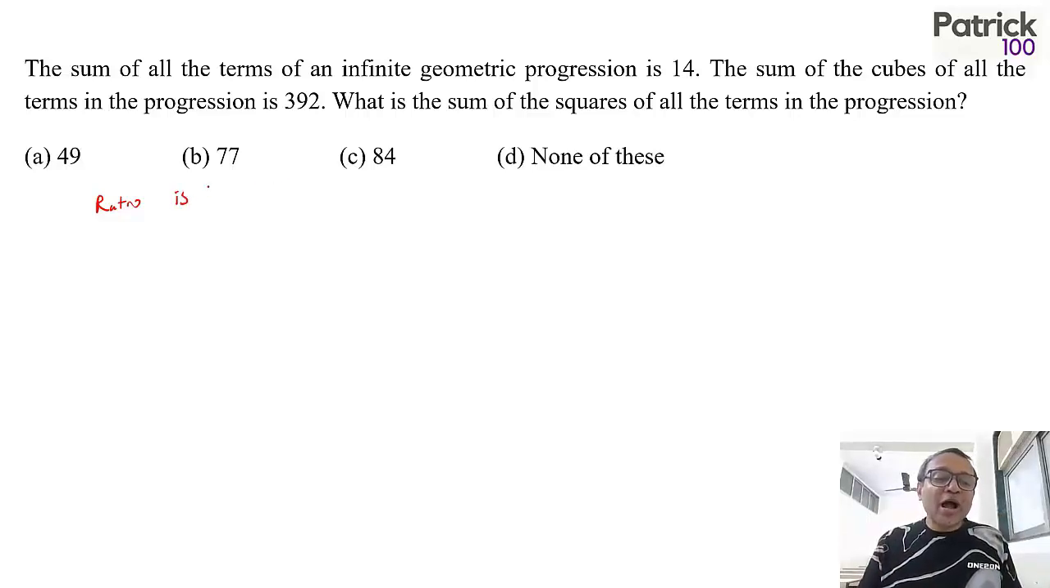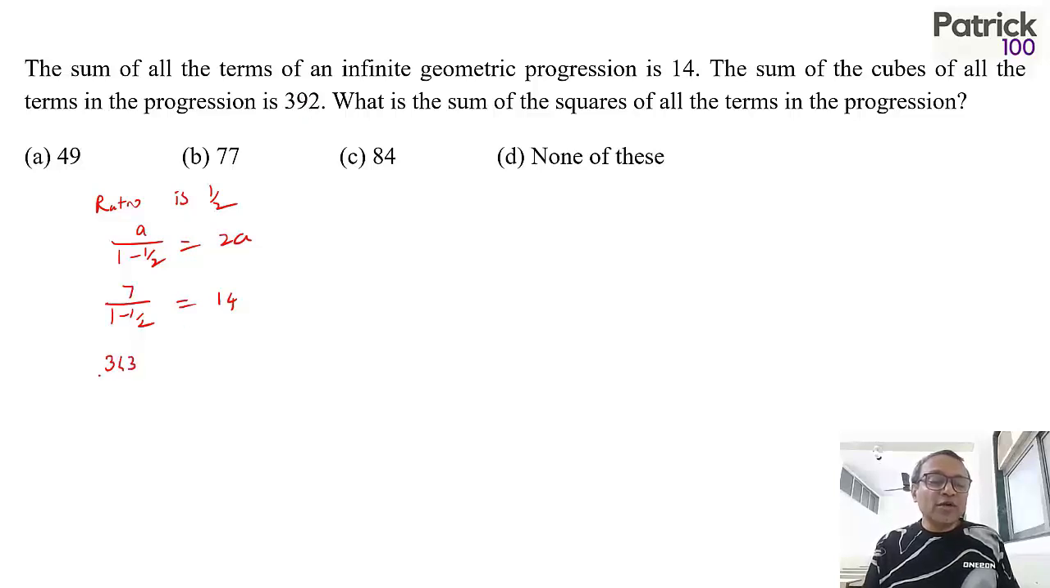When the ratio is half for an infinite series, the sum of the terms becomes double the first term. In which case, if the sum of the terms is 14, I can take the first term as 7, and 7 upon 1 minus half will give you 14. I also realize the cube of 7 is 343, very close to 392. So I can use 343 upon 1 minus the cube of the ratio.